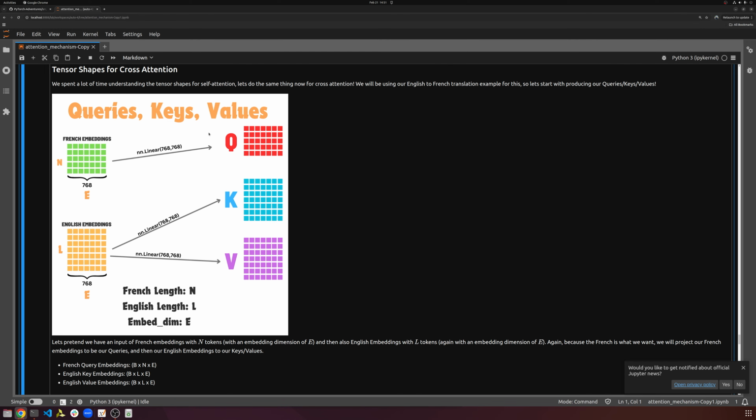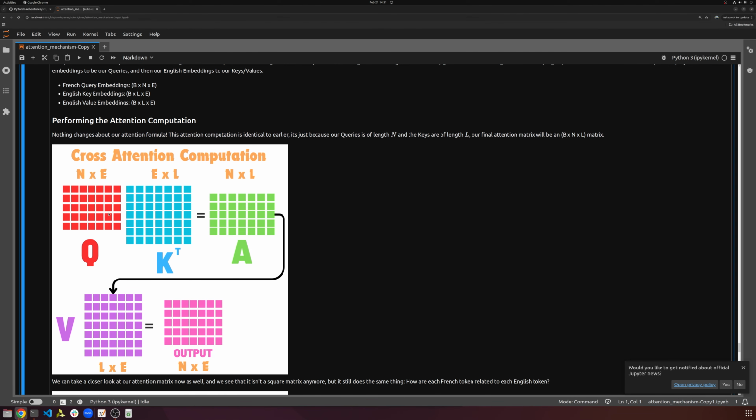So typically our queries will be the French. It's the thing we want. The keys and values will be the thing we want to weight against, the English. And what this looks like is this: our queries are going to be N by E. This is our French. And our K transpose will be E by L. This is our English, but transposed. And it produces an N by L attention matrix. So notice our attention matrix is no longer a square. It's N by L, depending on how long our English and how long our French are.